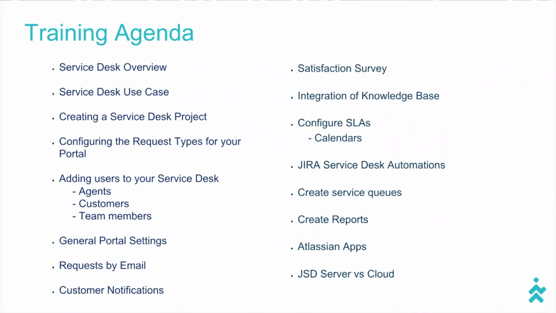Then we'll be creating service queues. These are basically queues for your agents to work on. So they'll get inbound tickets, and these are represented in queues. Then we'll be creating some reports that will be useful for management and also for the agents as well. And finally, we'll be looking at Atlassian apps, and some of the apps are pretty helpful with Jira Service Desk as well. And we'll look at the comparison between JSD Server, Cloud, and Data Center. So I just wanted to set the stage there and let you know what we're going to be looking at and the problems that we're going to be tackling. So I'm just going to dive right into the service desk overview now.